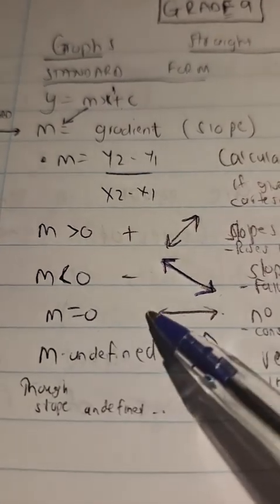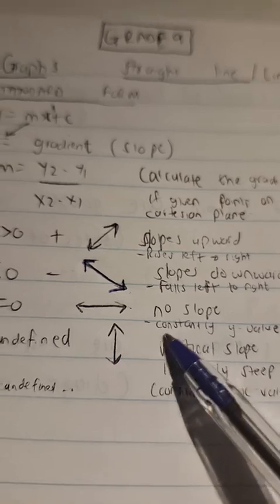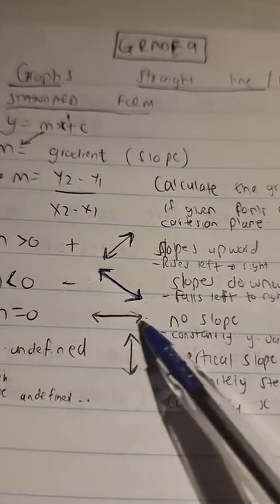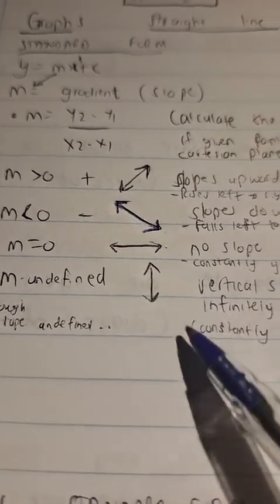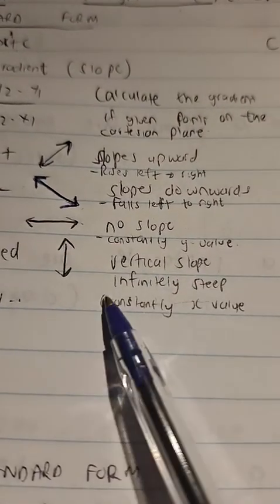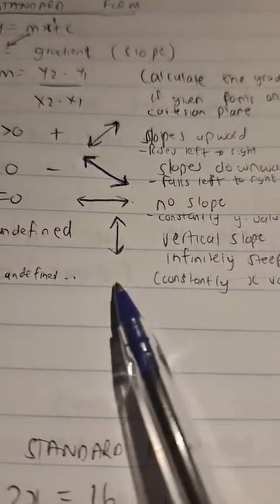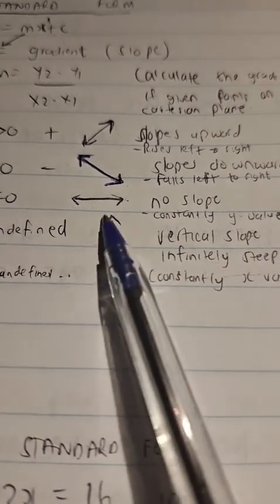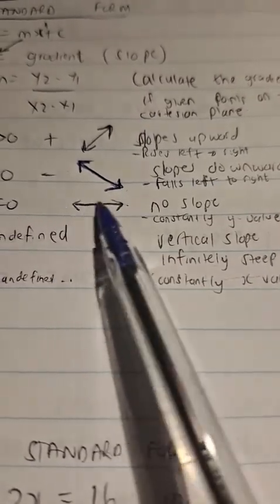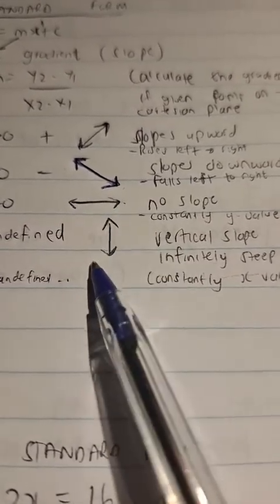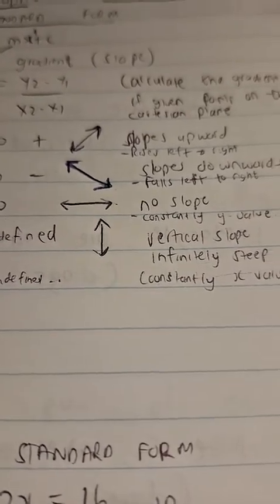If the gradient is 0, then the straight line is just horizontal. There is no evident slope, and the y values are the same throughout this horizontal line. But if the gradient is undefined, then we have a vertical line. In other words, there's a vertical slope, it's infinitely steep, and there's a constant value of x. So for the horizontal line, the y value will be the same throughout, whereas for the vertical straight line, the x value will be the same throughout that line.